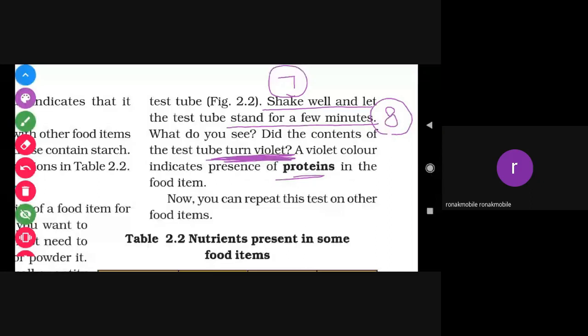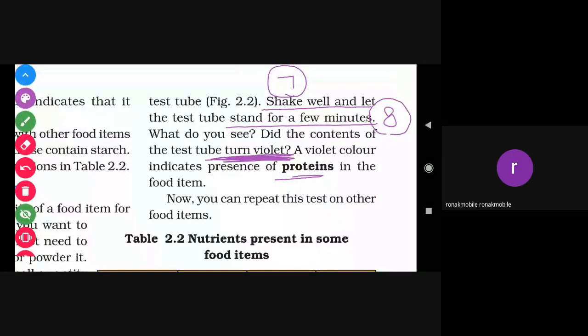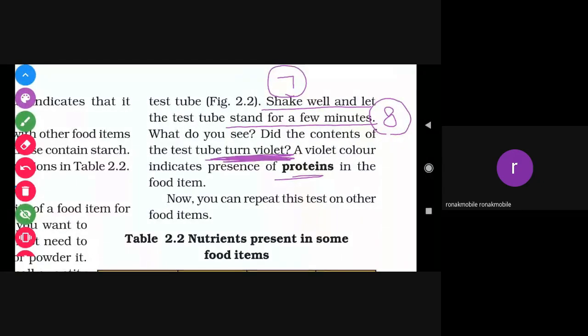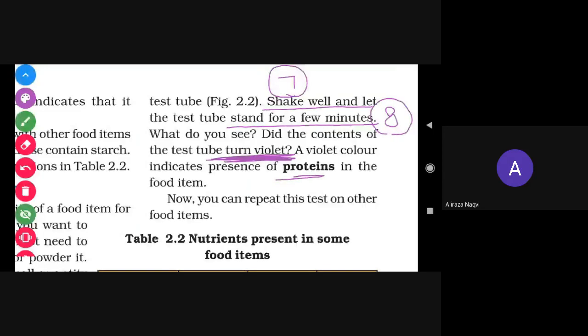Can anybody repeat this experiment I just taught you? Can anybody answer it? Who wants to answer? Yes, ma'am. Can I? Yes, Hada. No, no, I just want you to explain the experiment I just explained to you.